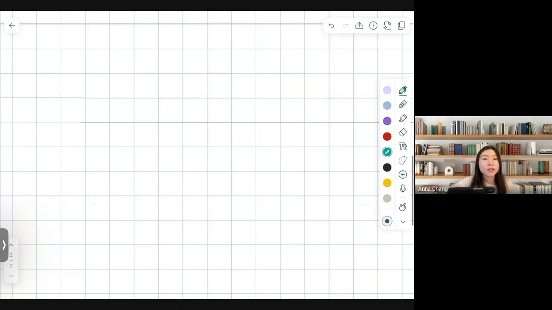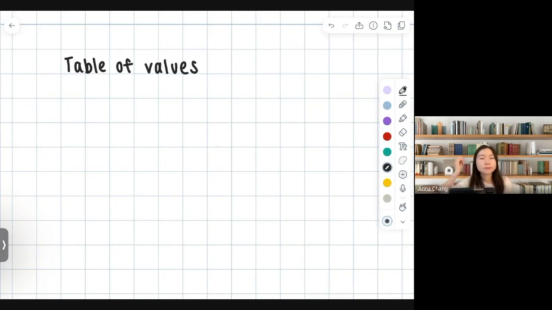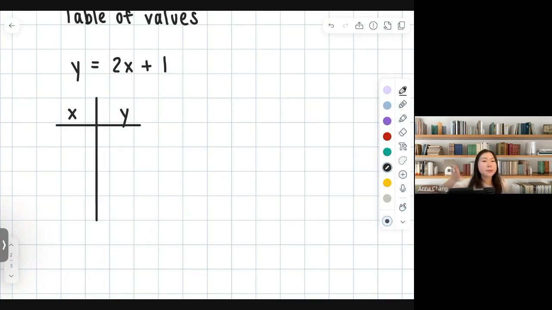Another way to graph a linear equation is by creating a table of values. Let's go ahead and use the same equation as an example. I'm going to make a table with x's and y's. In order to fill out this table, we simply plug in different values of x's and evaluate to see what corresponding y values they have. Let me just try x equals 0, x equals 1, and x equals 2. The values I've picked here are arbitrary. You can kind of do whatever you want.